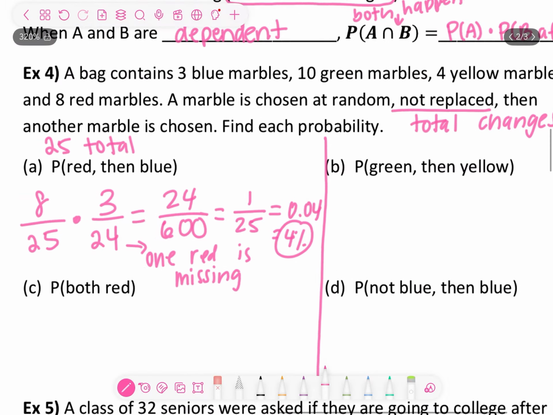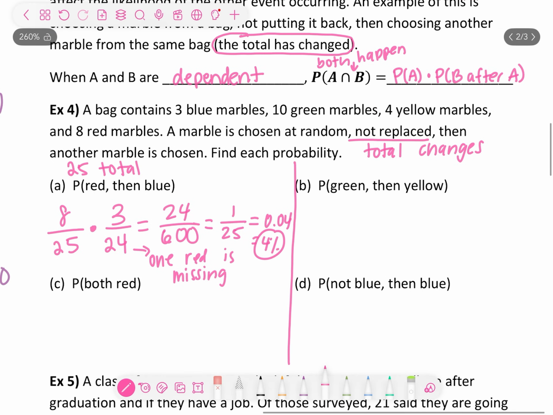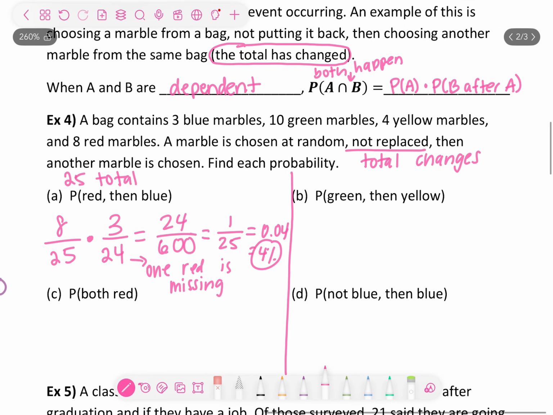Yeah, that's fine. Okay, it says probability of a green, then a yellow. So again, we're taking the green one out, and then we are going to consider the yellow once the green one is missing. So probability of a green one. There's 25 to begin with. Probability of getting a green one, well, there's 10 green, so 10 out of 25.